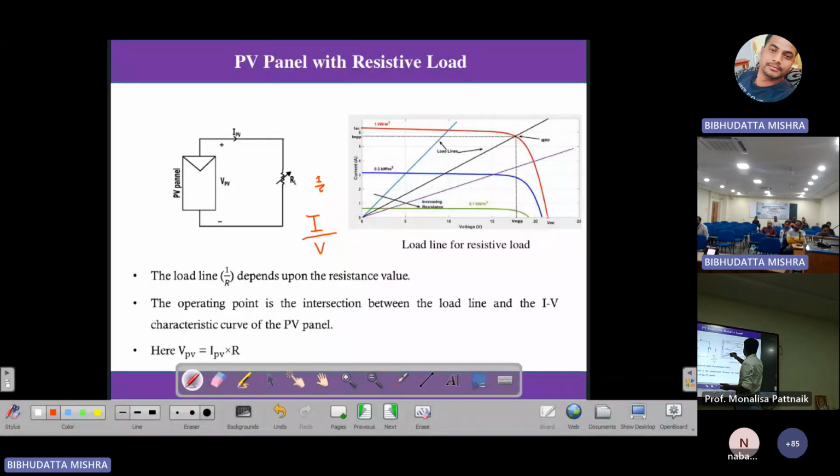So if this is my RL or load line, and it is operating at 100 watt per meter square, it will operate at this point. That will obviously not give you the maximum power. So we don't have any control. We can only control the load resistance to reach the maximum power point, and that is the basic of the MPPT algorithm.